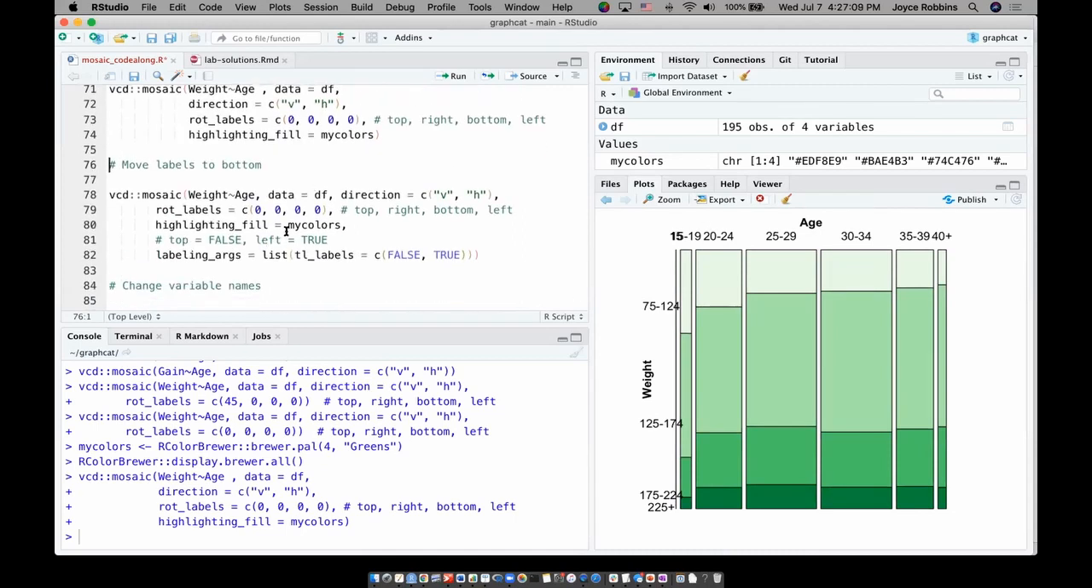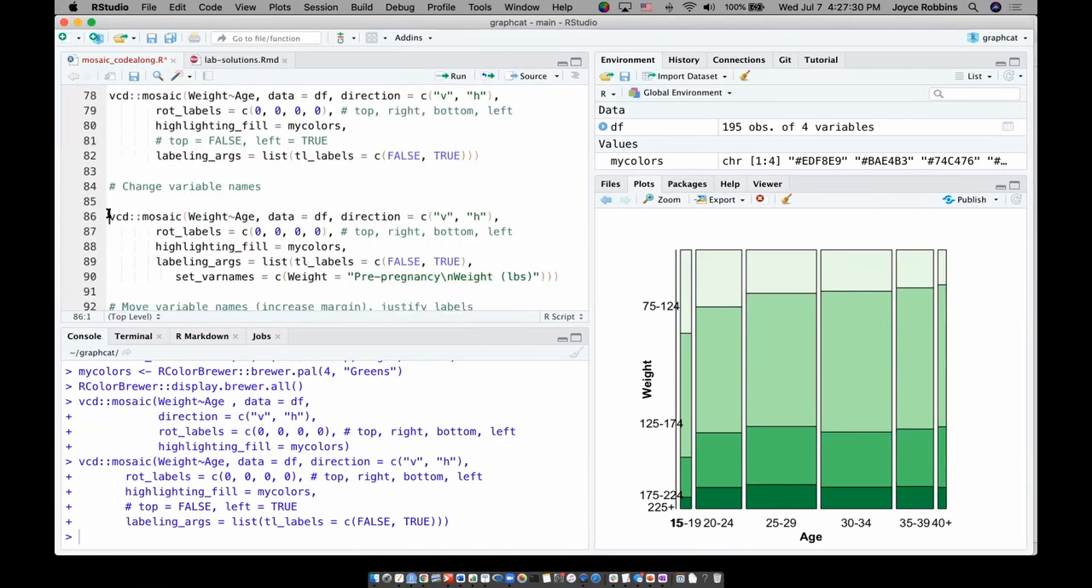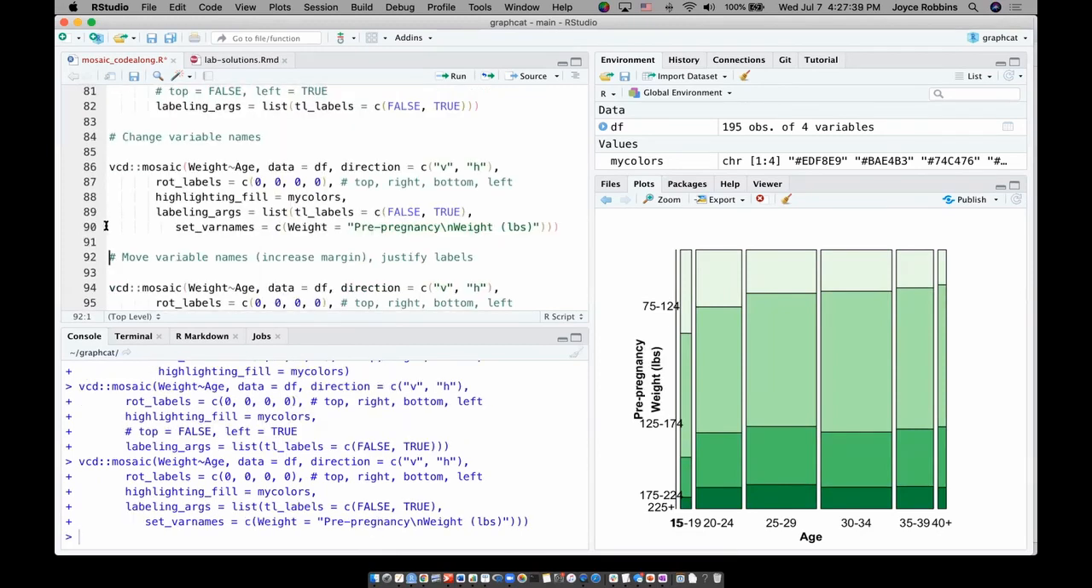If you want to move the labels down, there's a lot of things you can do with labeling args. This TL means top left. So this is saying top is false and left is true. So we'll end up just moving the age ones to the bottom if that's what you want to do. We can change the variable names. It's a little frustrating when you're used to tidyverse and being able to use the spaces in the variable names, then you have to take them out. So you're going to probably want to do things like this to make your axis labels clearer.